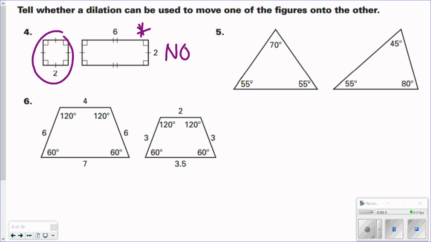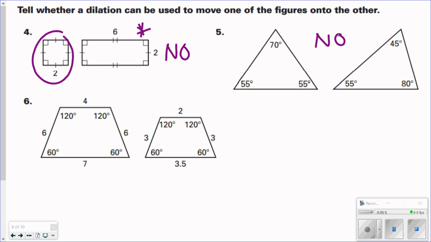Number 5, are these two triangles similar? Now this one's a little bit harder to see, but if we look at the angles, we know that if a dilation occurred and figures are similar, their angle measures would be the same. And when you look at the angle measures of these two triangles, they are not the same. So these two triangles are not similar. A dilation cannot be used.